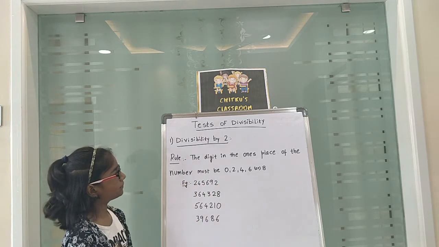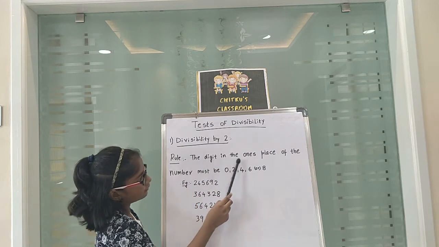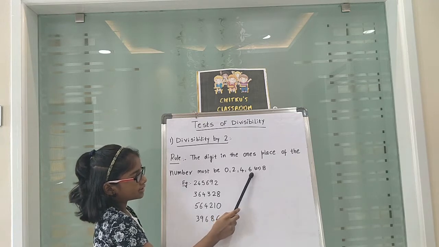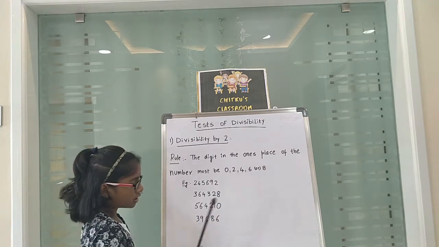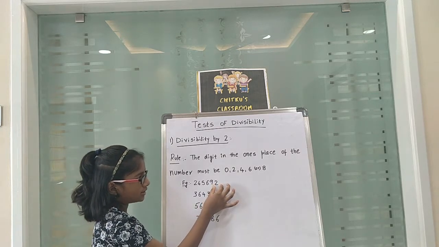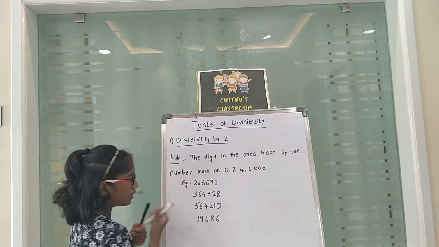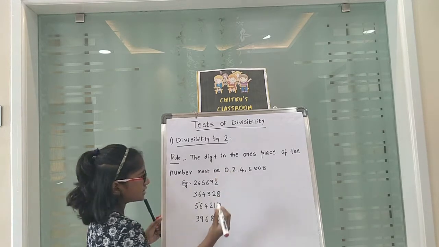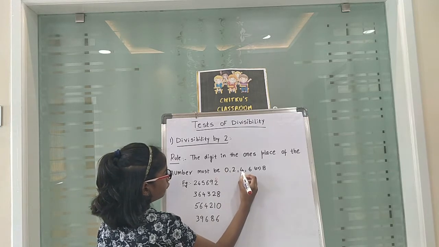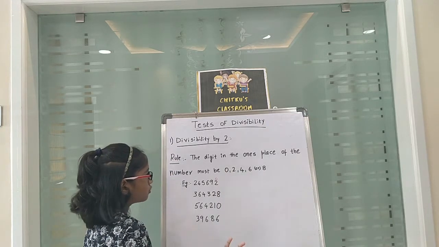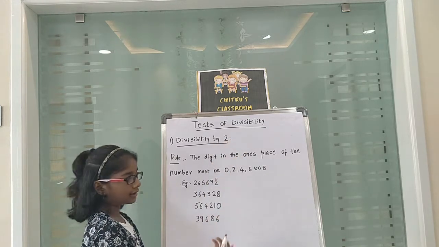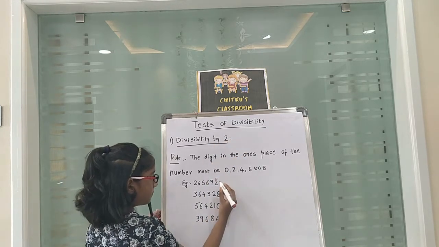Divisibility by 2, okay? The rule is the digit in the ones place of the number must be 0, 2, 4, 6 or 8. So these are even numbers. So in divisibility by 2, the last digit, the ones digit, should always be 0, 2, 4, 6 or 8. If there's 0, 2, 4, 6 or 8, then it's divisible by 2. Okay. So let's check if this number is divisible by 2 or not.